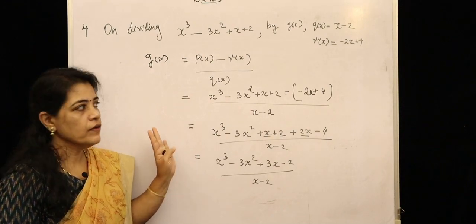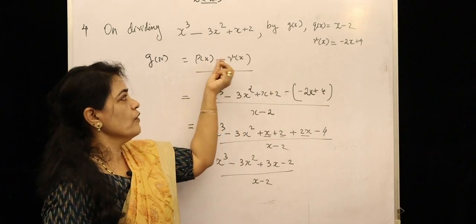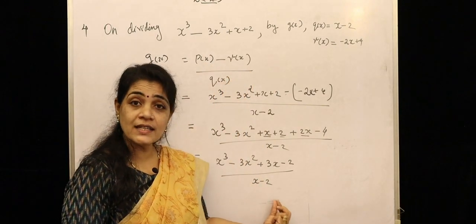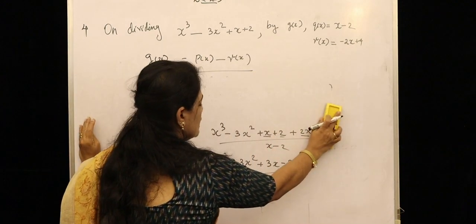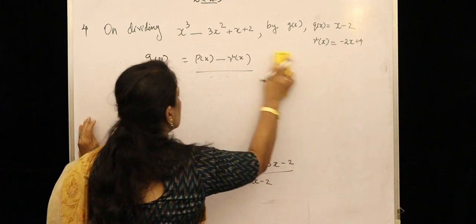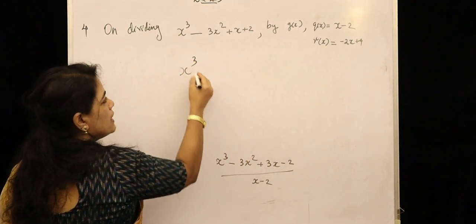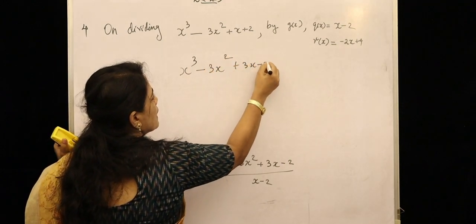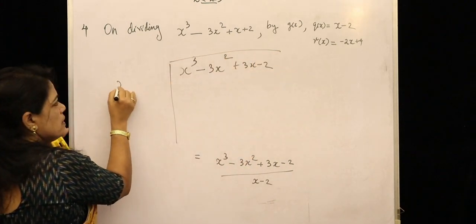Idea is clear? We just substituted the given polynomials, p of x, r of x, divided by q of x, and hence you can easily reach this form. Hence we can start the division. So the new polynomial is x cube minus 3x square plus 3x minus 2 divided by x minus 2, a simple division.